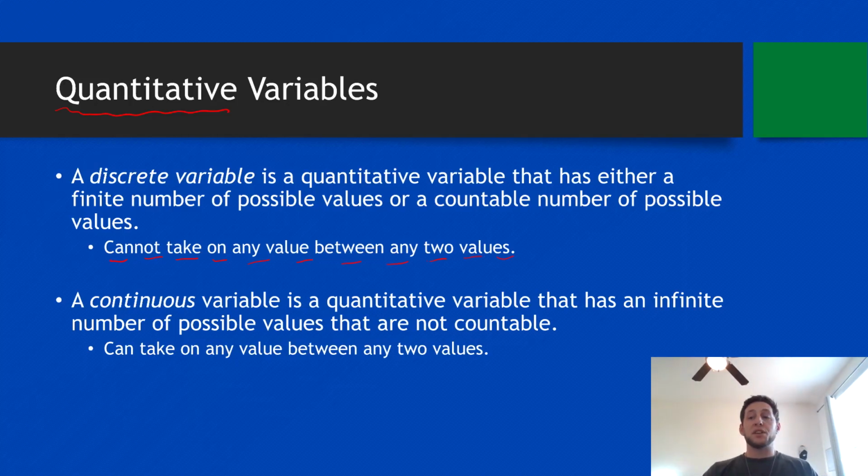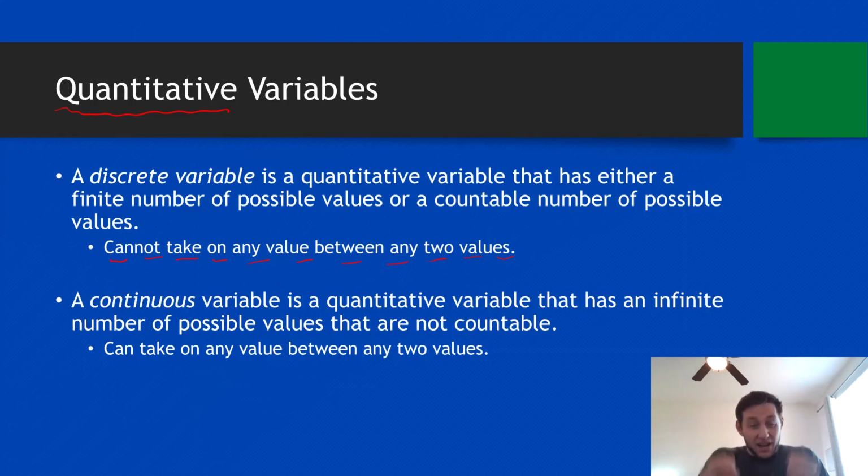Something that might be useful to think of here would be, say, shoe size. You could be size 6, you could be 6.5, 7, all the sort, but you can't take on every single value between 6 and 6.5. I don't know of anybody that has a 6 and an 8 shoe size, for instance.